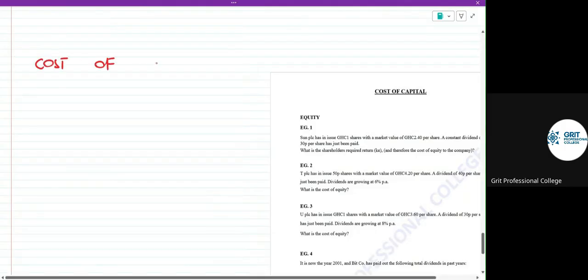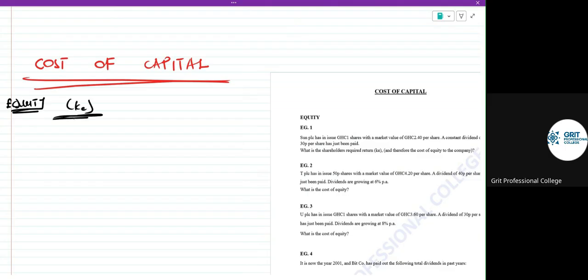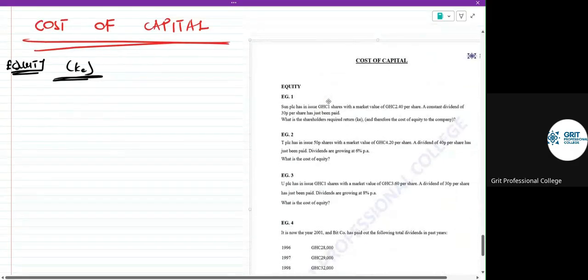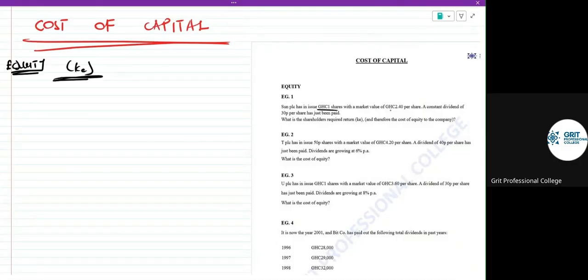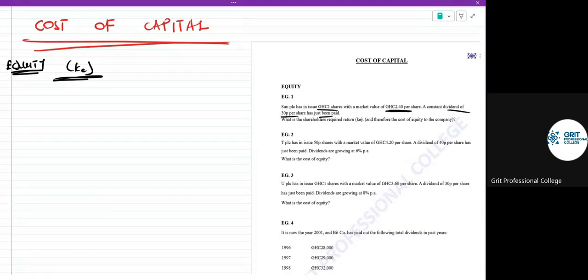All right, we have costs of capital. We have equity, that's what we are starting with. So let's find KE, which is the cost of equity. Sun PLC has an issue of 1 CD shares with a market value of 2 CD 40 pesos per share. A constant dividend of 30 pesos per share has just been paid. What is the shareholders' required rate of return and therefore the cost of equity to the company?